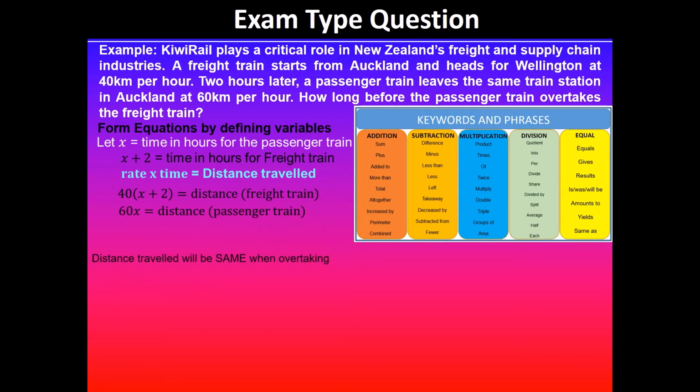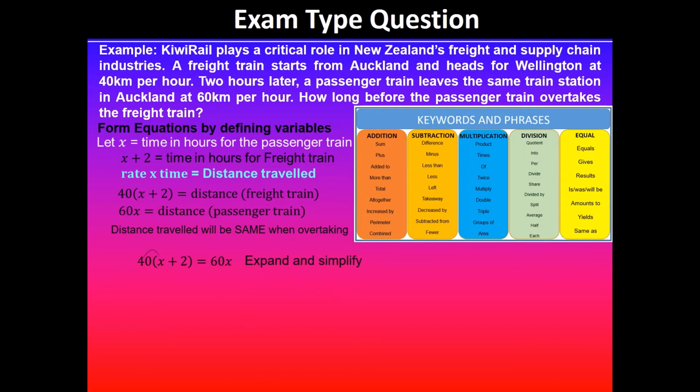And for the passenger train to overtake the freight train, the distance traveled will be same. Using this information, we get the equation 40 into x plus 2 is equal to 60x. And then we'll expand and simplify.